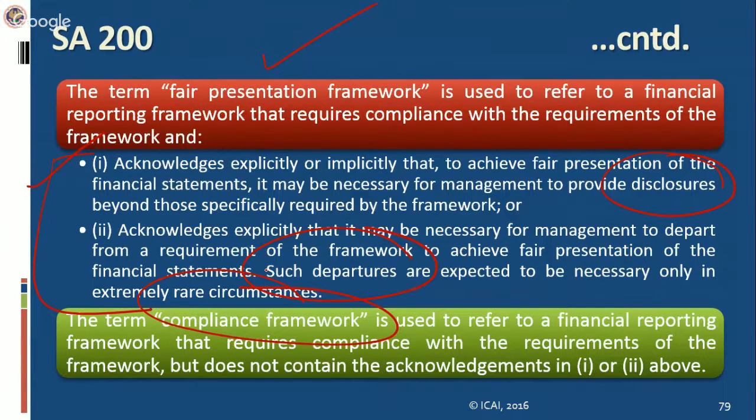And if I exclude these two points, then it becomes the compliance framework. So compliance framework is used to refer to the financial reporting framework that requires compliance with the requirements of the framework but does not contain the acknowledgements. If I exclude these two acknowledgements, students, in respect of disclosure and departure, I arrive at the compliance framework. So these are important terms which you as a CA Final student must remember each and every time, like ABC.